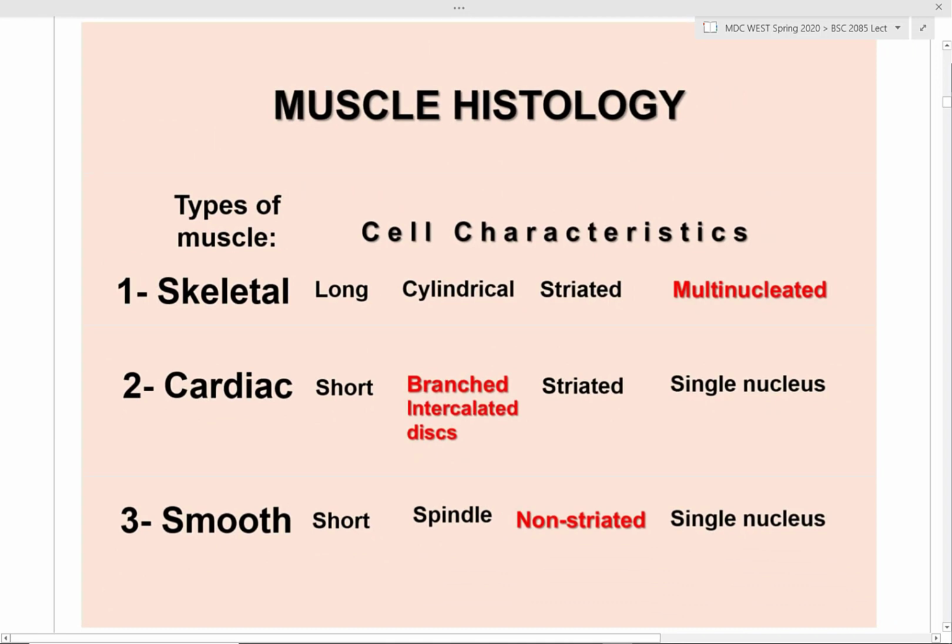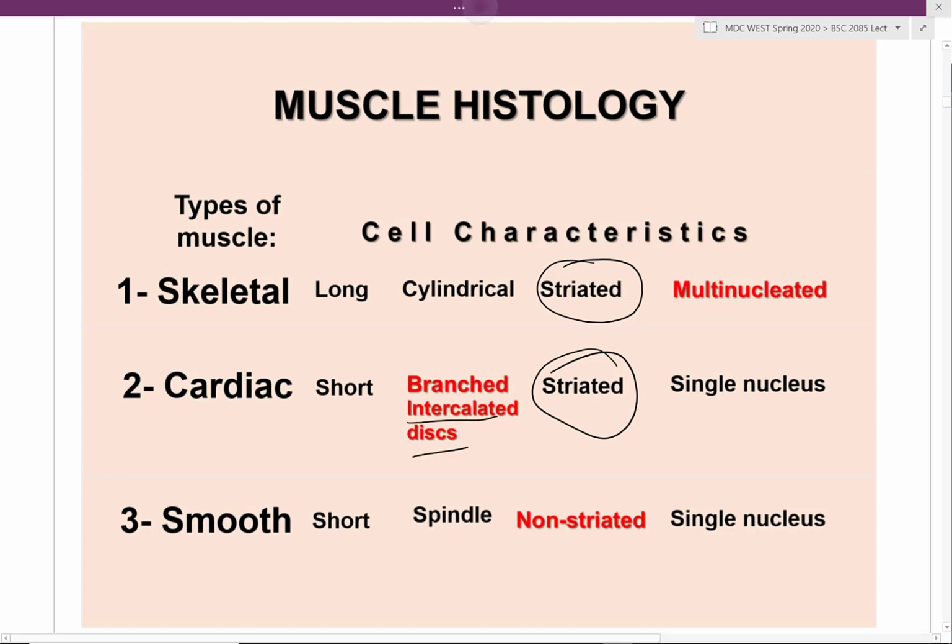Let's put together all these muscles and let's contrast here. So what is the main difference between skeletal, cardiac, and smooth? As you can see here, skeletal is what? Striated. Cardiac is what? Striated. Which one is not striated? Smooth. Okay? Cardiac, what does it have that nothing else has? Intercalated discs. Right? That's what it has that nothing else has.